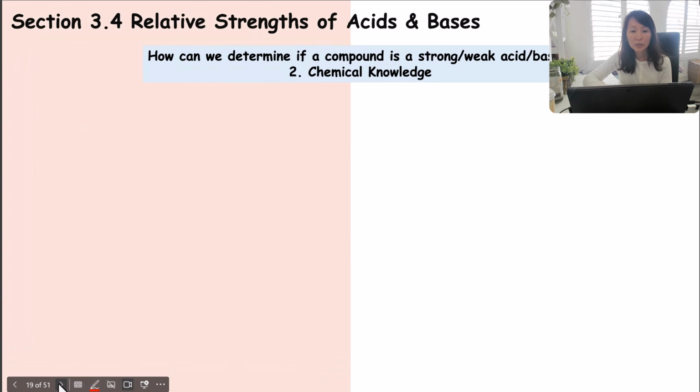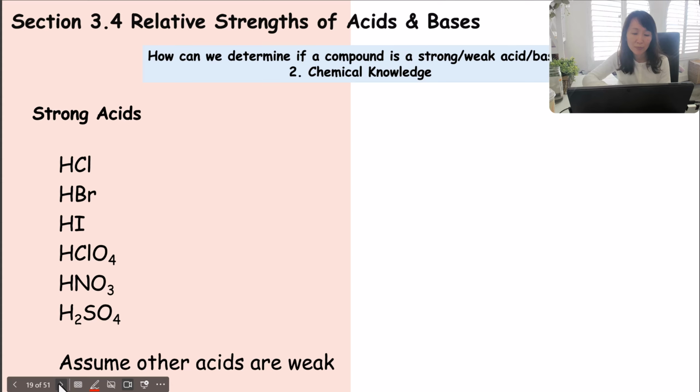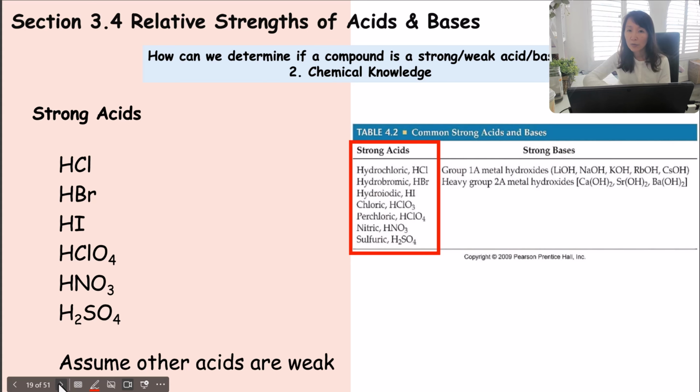A second way to know if a compound is a strong or weak acid or base is by knowing its chemical knowledge. What that means is really just knowing about the chemical in itself. Here is the list of strong acids: HCl, HBr, HI, HClO4, HNO3, H2SO4. Now, if it's not on this list, then you're going to assume that it is weak. You will find this particular list of strong acids in your reference sheet.